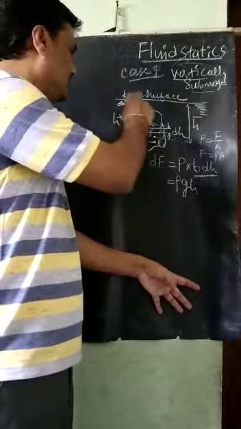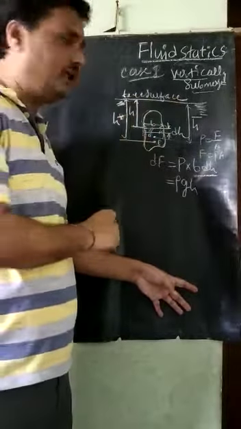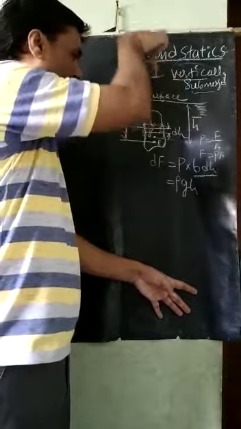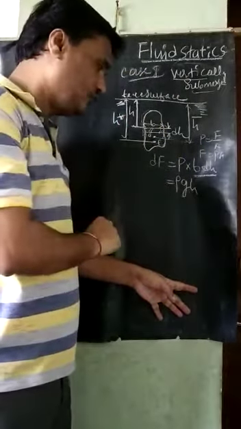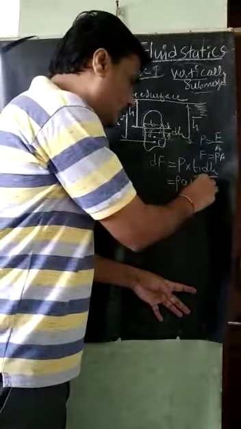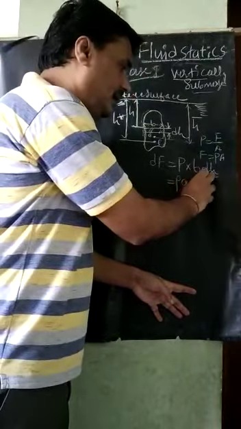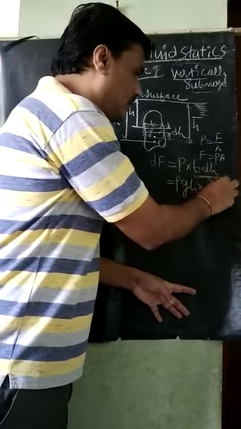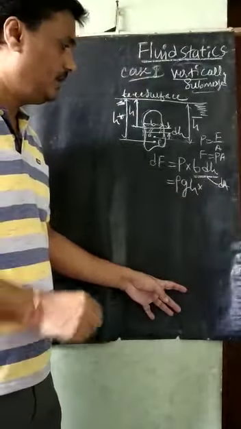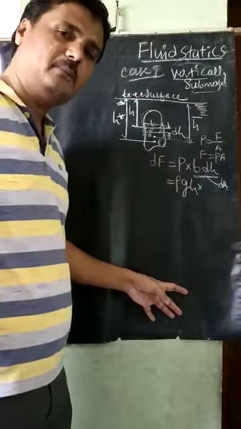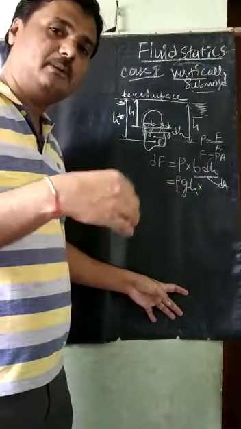So rho g h, h is the height here. This much height of the fluid is applying the pressure on this small elemental area. That height has to be taken here, multiplied by b dh. I will note that this is a small elemental area dA. b dh is taken as the area of the small elemental strip.